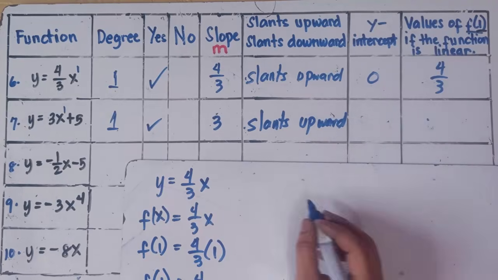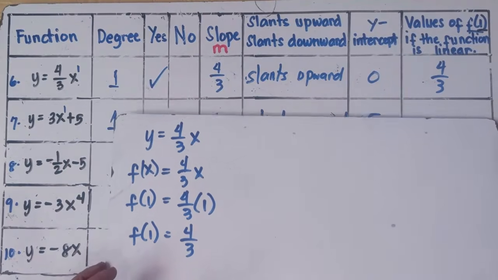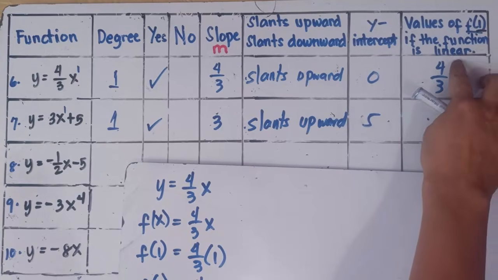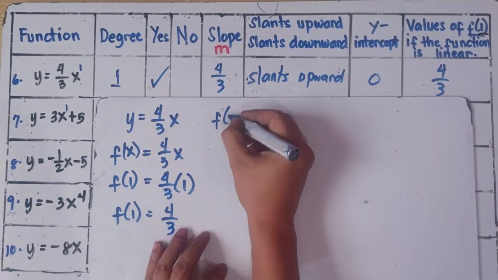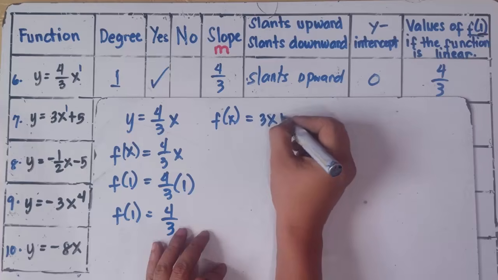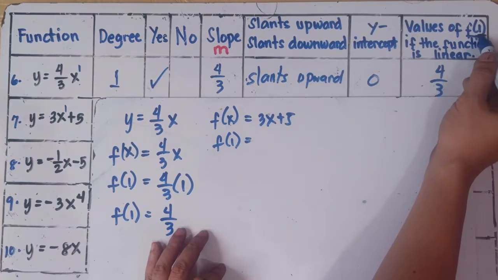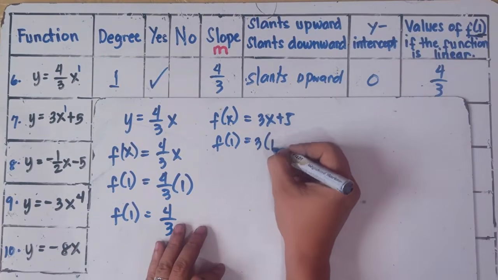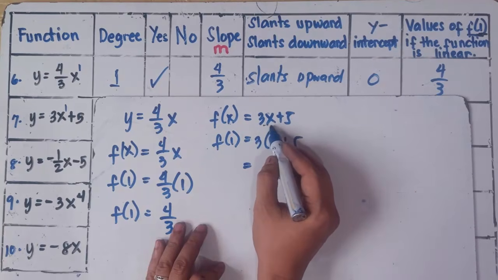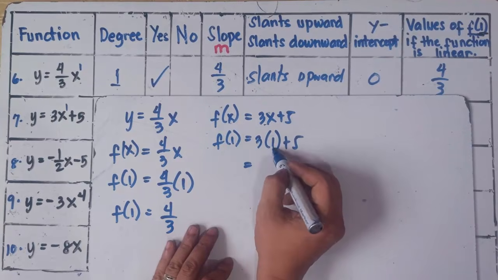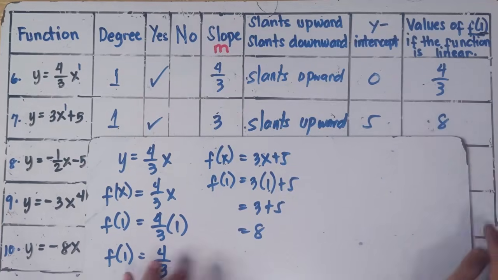Alright, and then the y-intercept, the value of b, that would be 5. And then simply simplify this one because this is a linear function. So f of x equals 3x plus 5. So f sub 1, the value of x, that would be 1. Simply substitute, class, the value of x, that would be 1. So 3 times the x value, that would be 1, plus 5. Once again, if you have 3x, it means 3 times x. So 3 times 1, that would be 3, plus 5, that would be equal to 8.